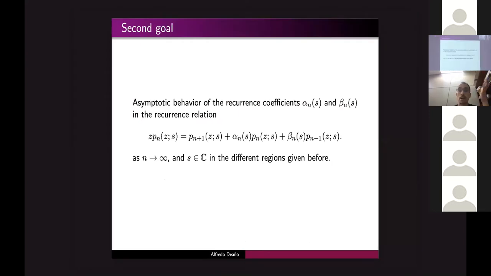And then once you have this geometric construction, we look at asymptotic behavior, in this case of the recurrence coefficients, just because of the connection with the Toda lattice equation and so on. But once you have the whole asymptotic analysis running, you can look at other quantities if you want, in the different regions given before. So the results that we get are basically four kinds of asymptotics, depending where you are.